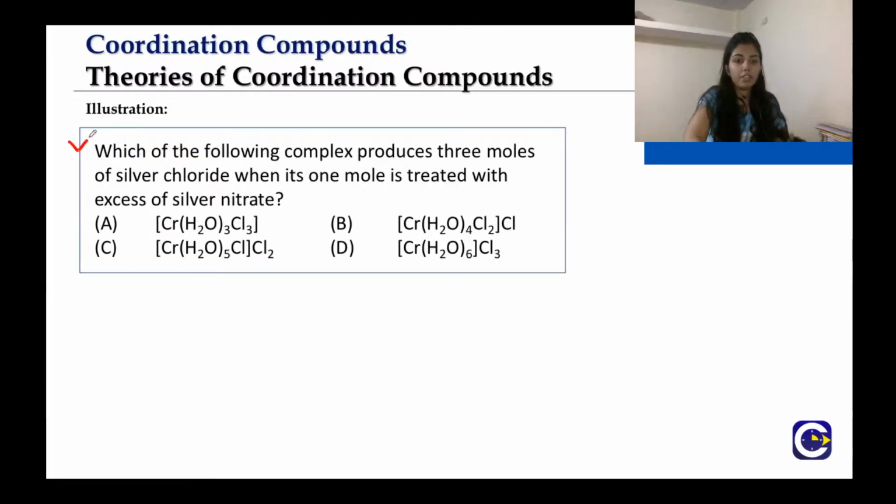Now answer this question. Which of the following complexes produces 3 moles of silver chloride when 1 mole of it is treated with excess of silver nitrate? Answer this question. Anyone with the answer?